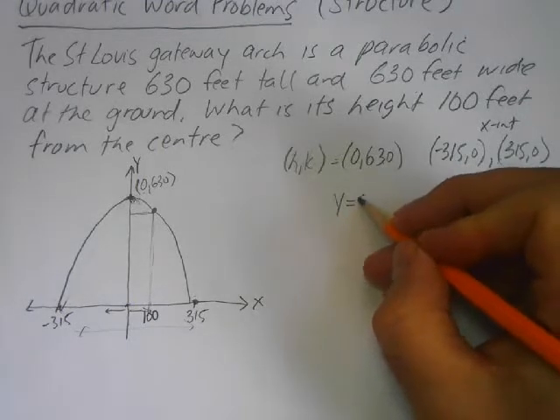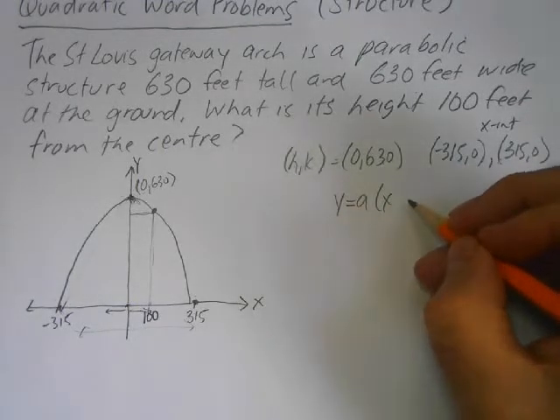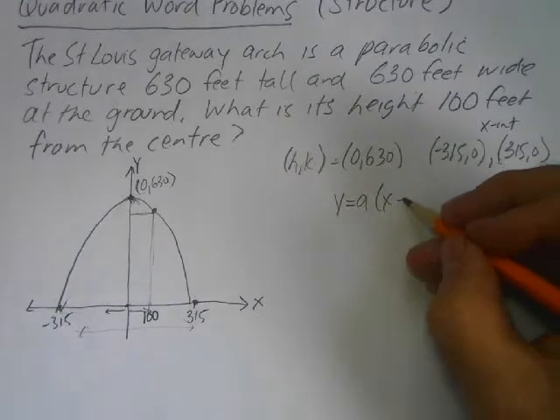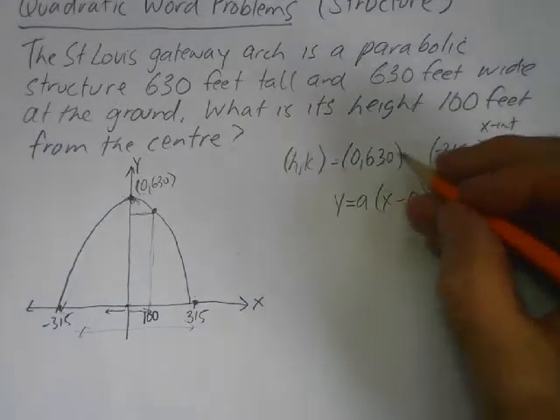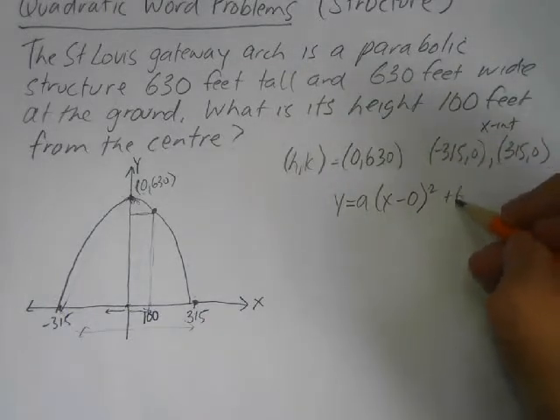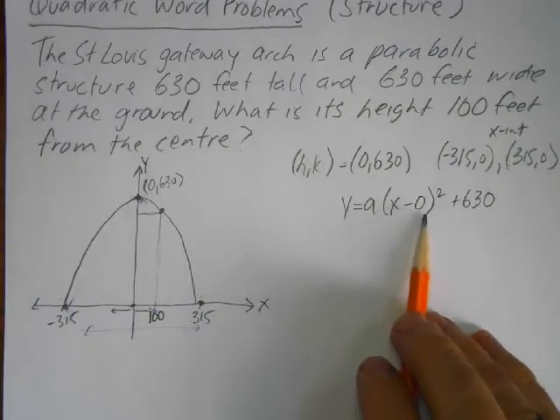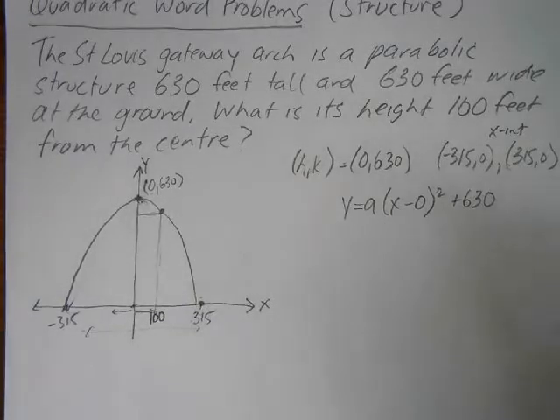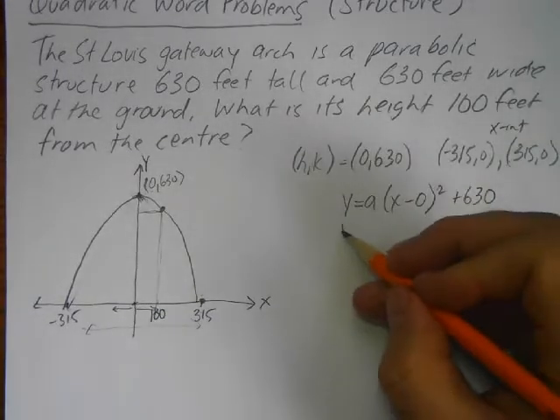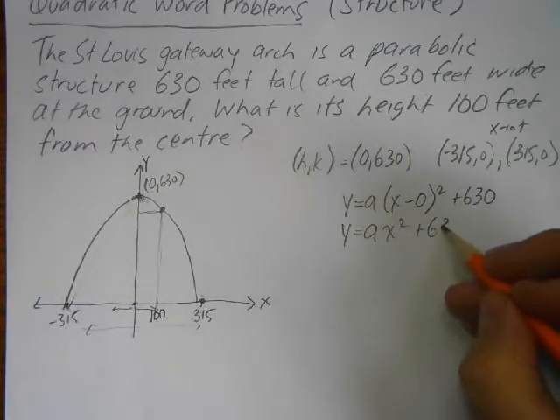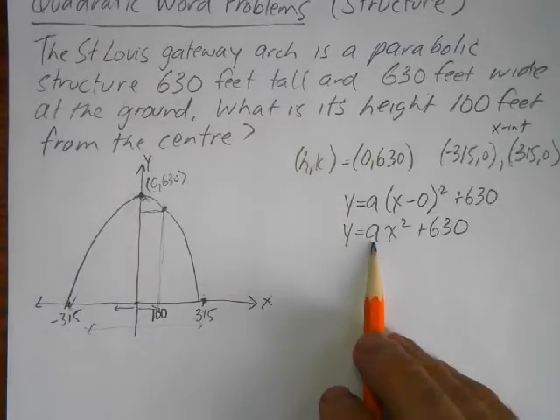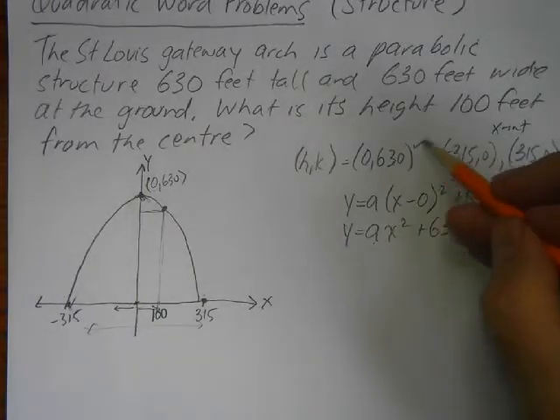So y equals a(x minus h) squared plus k, where h is 0 and k is 630. Now, you don't see this all that often. x minus 0 is just the same as x, right? So I'm just going to simplify that: y equals ax squared plus 630.